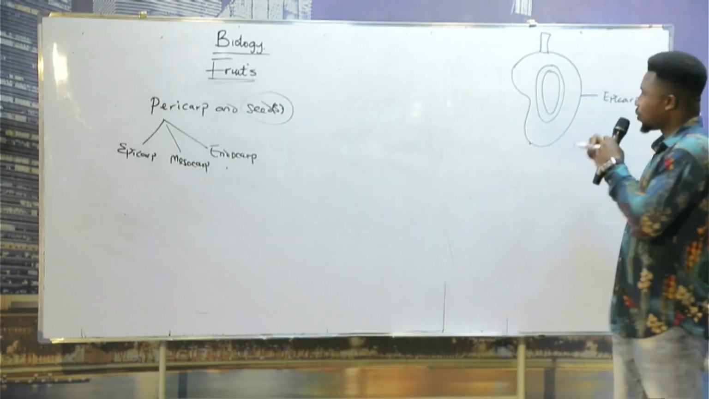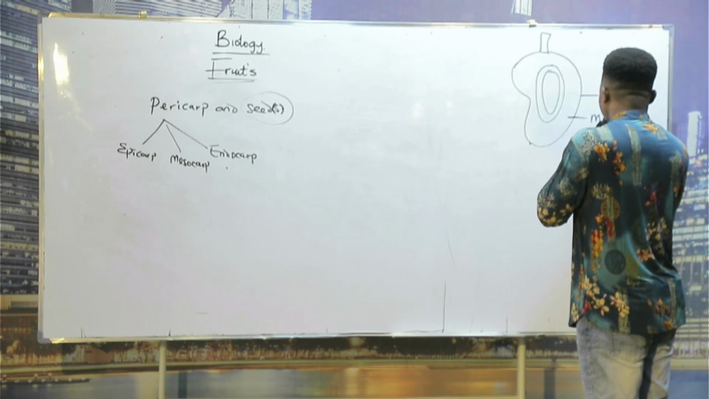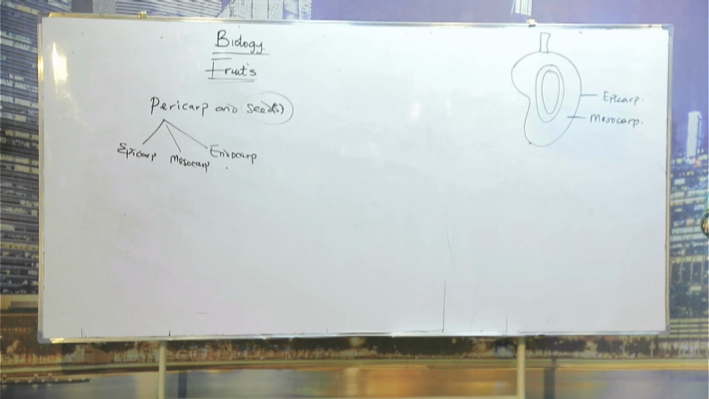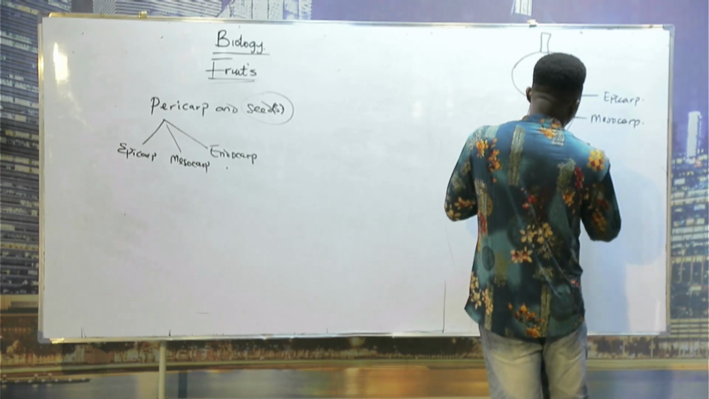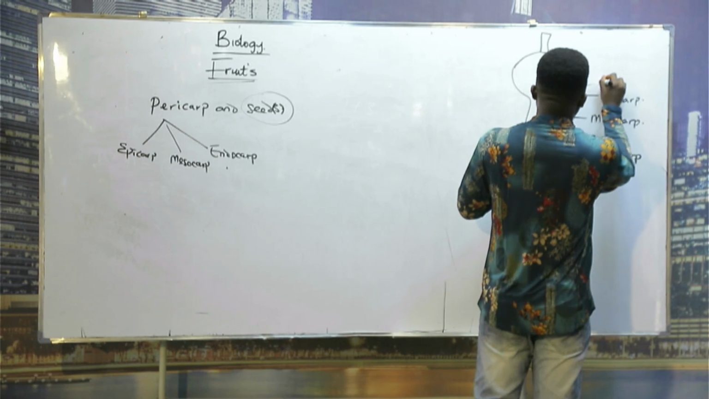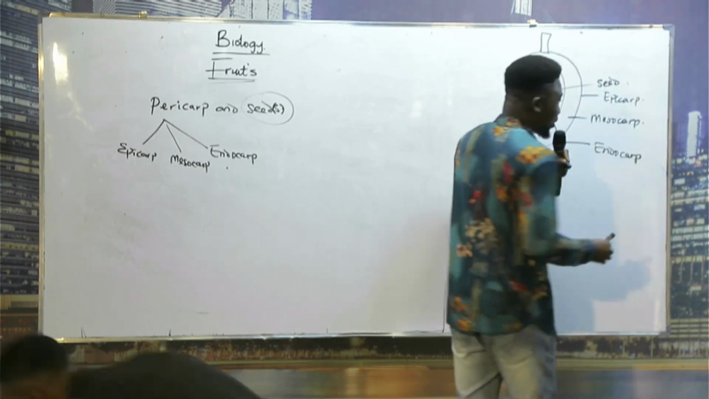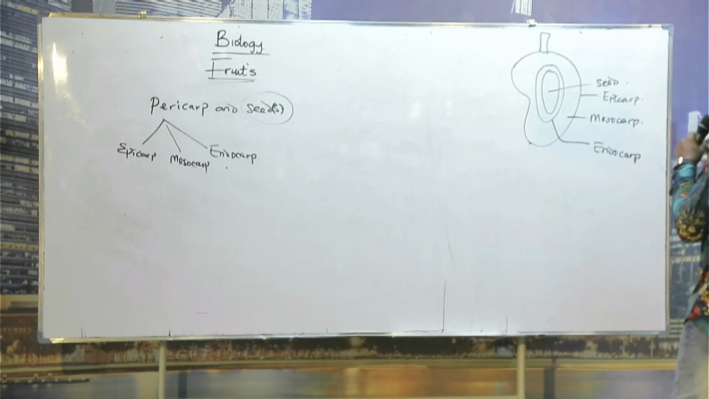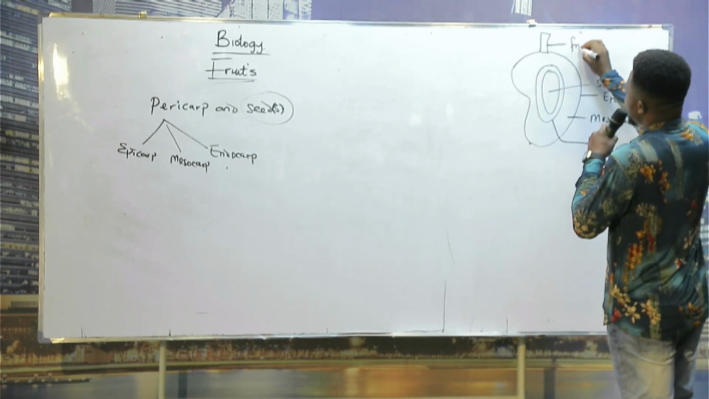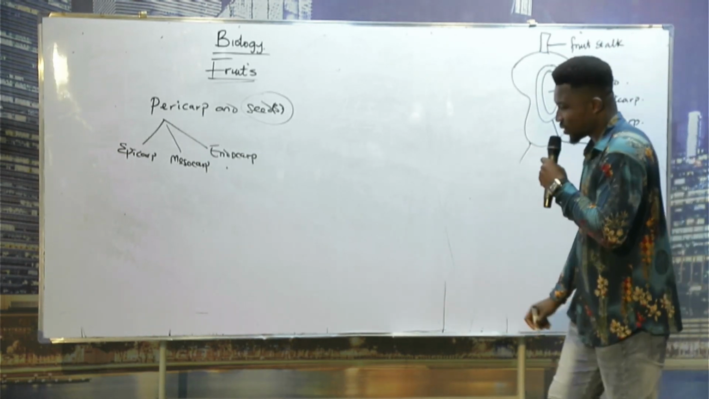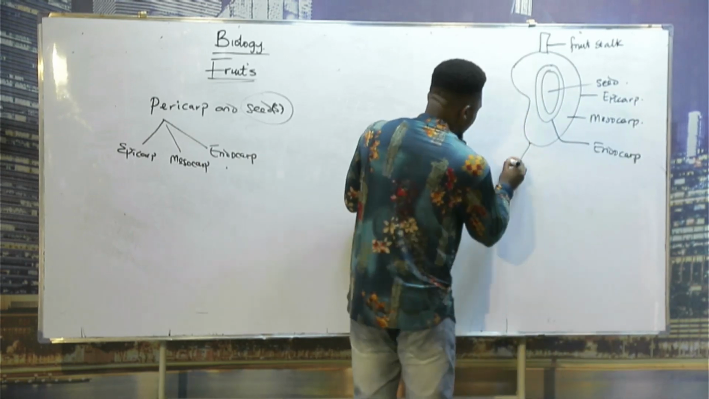Okay, so then when you go inside, it becomes what? Mesocarp. Meso means what? What is meso in biology? Middle, right? Then at the end, we have what we call the endocarp. The endocarp. Then we have the seeds. This seed contains the embryo. Do you understand? It contains what? The embryo. Now, what do we call this? The fruit stalk, right? The fruit stalk. What do we call this? Remains of what? Remains of style.